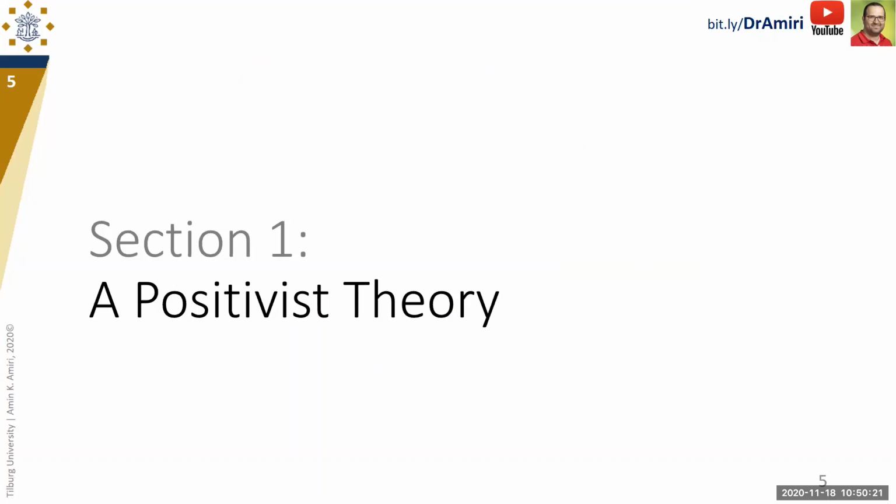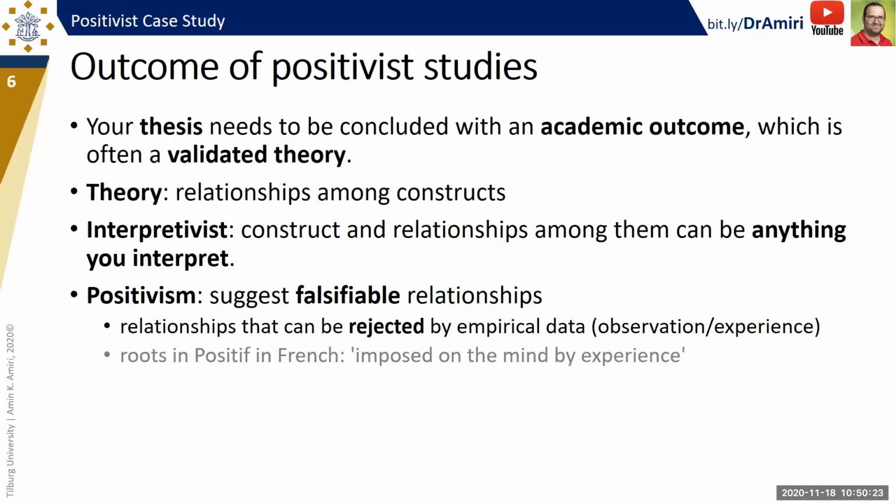What is a positivist theory? The outcome of any physicist, any studies, the academic outcome is a validated theory, usually. So you want to have a theory at the end, and a theory is relationships, one relationship or many relationships among two or more constructs.